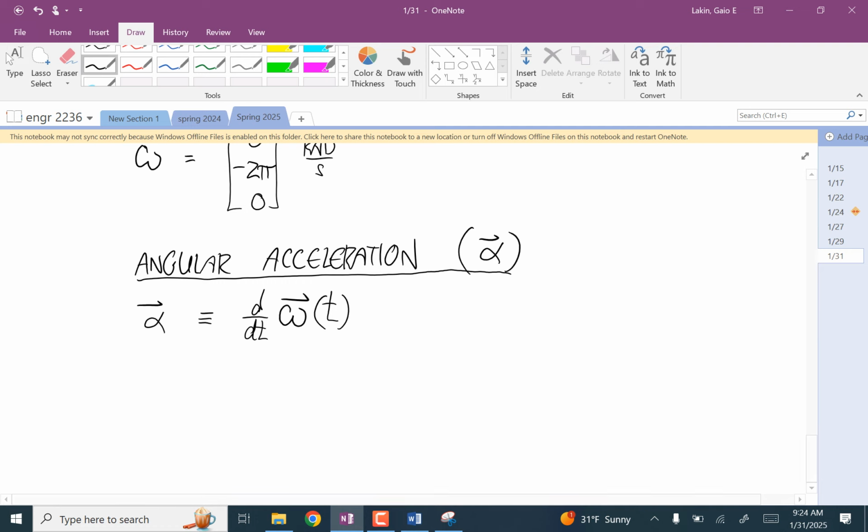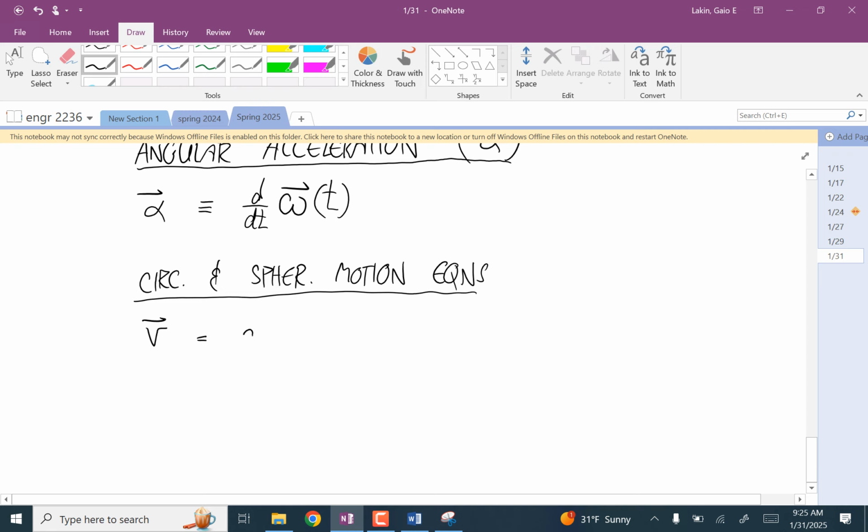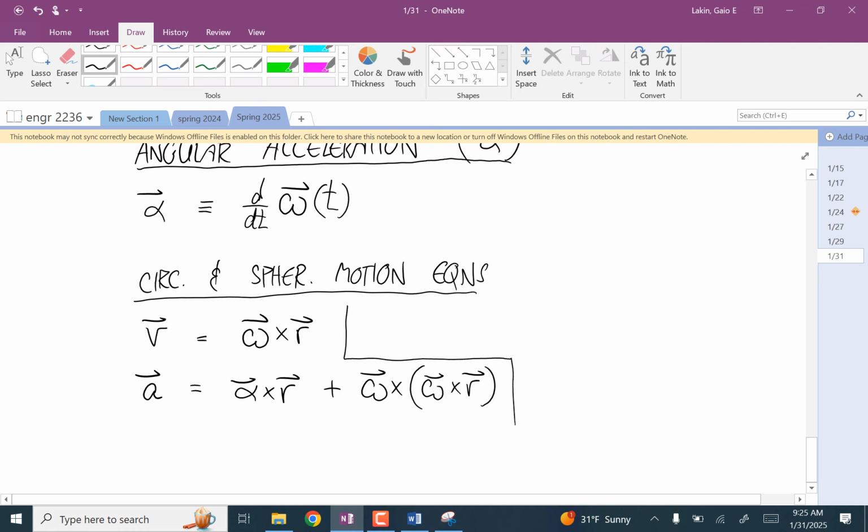Okay, so once you have those two things, the circular and spherical motion equations relating angular velocity and angular acceleration to translational velocity and translational acceleration. So these are the circular and spherical motion equations. Velocity of the particle is equal to omega crossed with r. I'll tell you what these variables mean in a second. And the acceleration is equal to alpha cross r plus omega crossed with the quantity omega cross r. So we're going to use these two equations all the time.